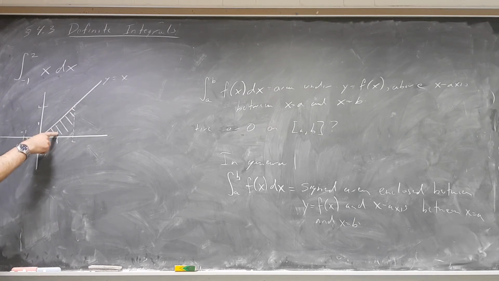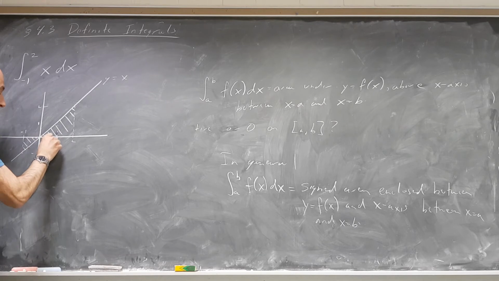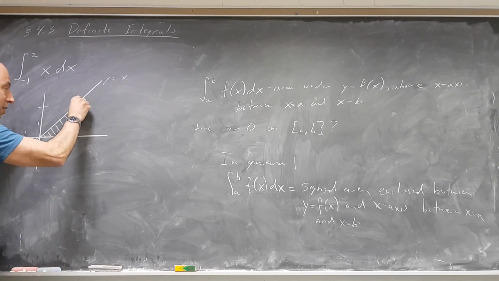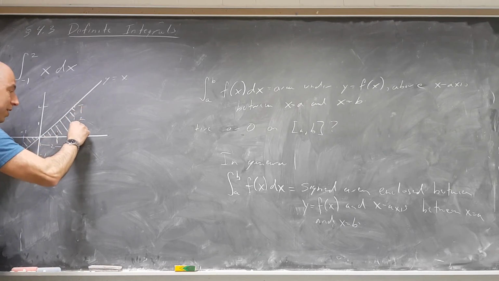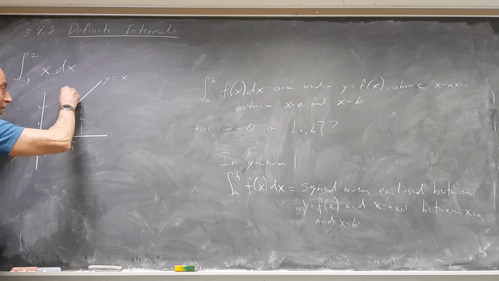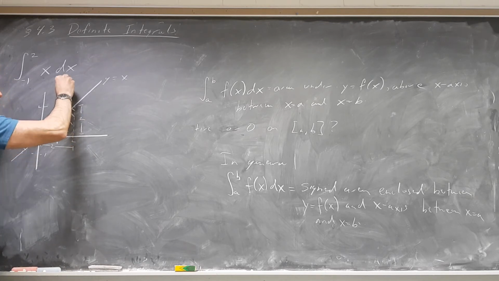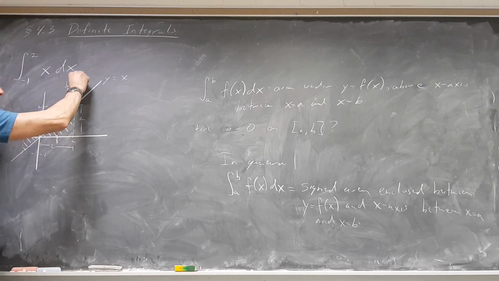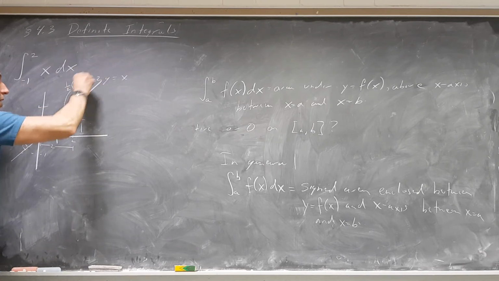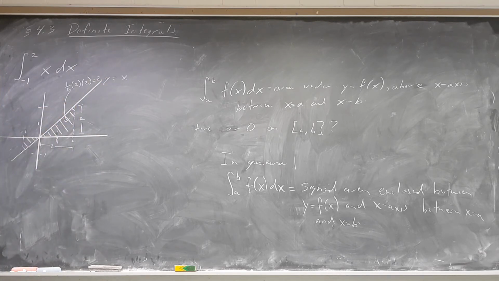Some of this is going to count as positive because it's above the x-axis. Some of it's going to count as negative because it's below the x-axis. So let's figure out the area of this part above the x-axis. Well, again, we just know the area of triangles. The base is 2, the height is 2, and the area of a triangle is 1/2 base times height, 1/2 times 2 times 2, which means the area of that whole triangle is 2.